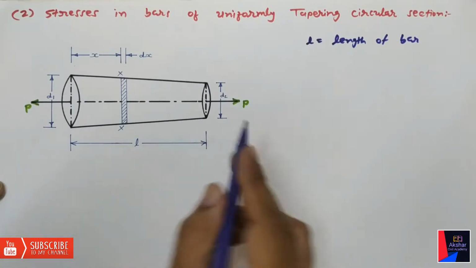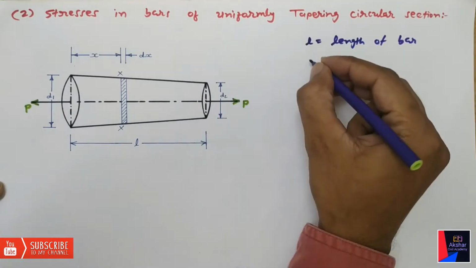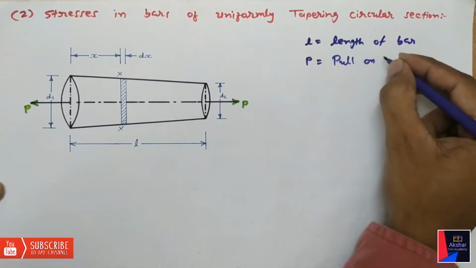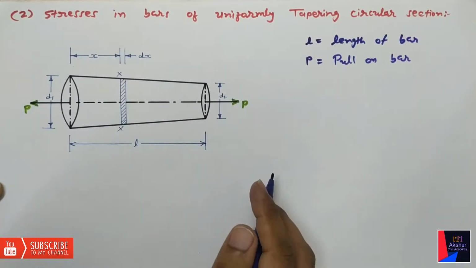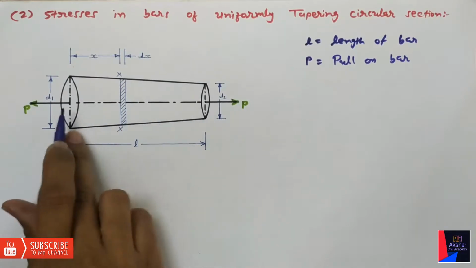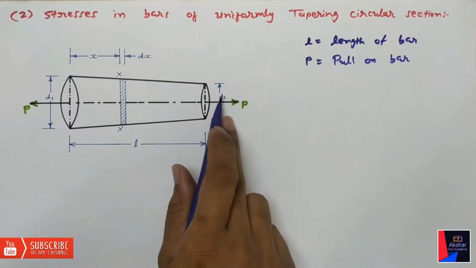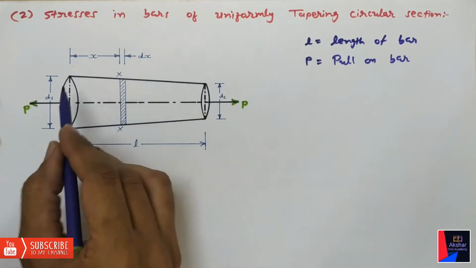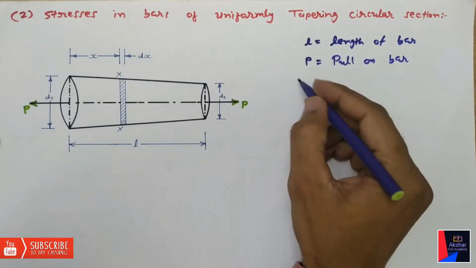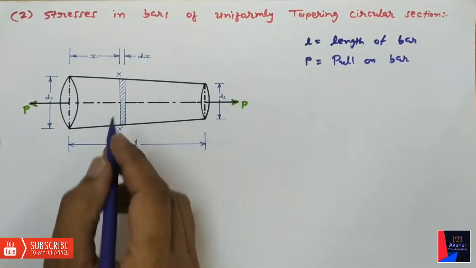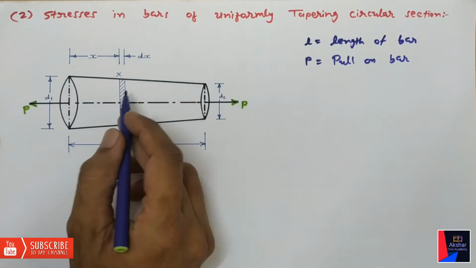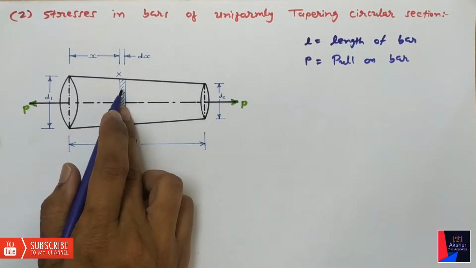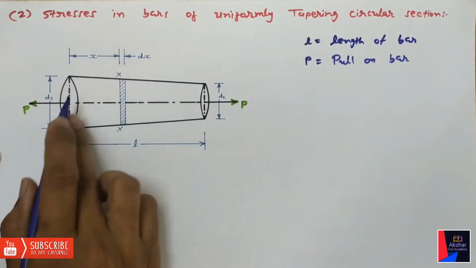The applied pull P is the pull on the bar, on both the ends. Here we can see in the figure, D1 is the bigger diameter, D2 is the smaller diameter, and we are going to consider a small strip at a distance x from the bigger diameter end. Let us consider a small strip of length dx. For this elementary strip, the length is taken as dx and it is considered at a distance x from this end.